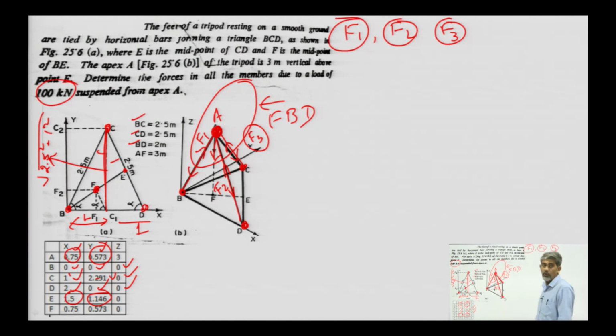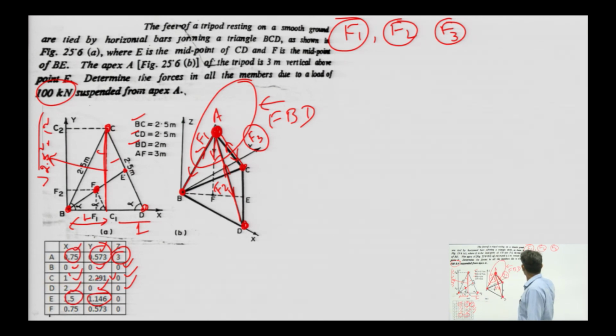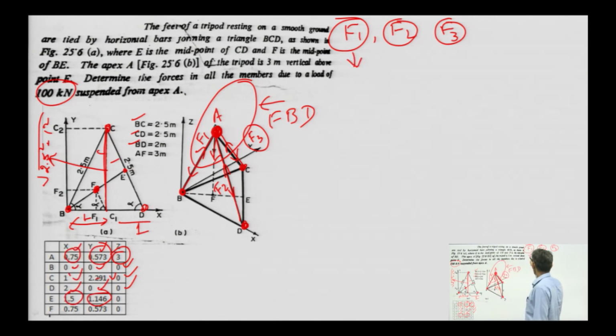What are F1, F2, F3? The compression forces coming on the legs of the tripod due to the weight of 100 kilonewton placed at the apex A. Apex A is 3 meter height from the ground, that is why the z coordinate is 3. Now, how can F1, F2 and F3 be written? By F1 into unit vector.